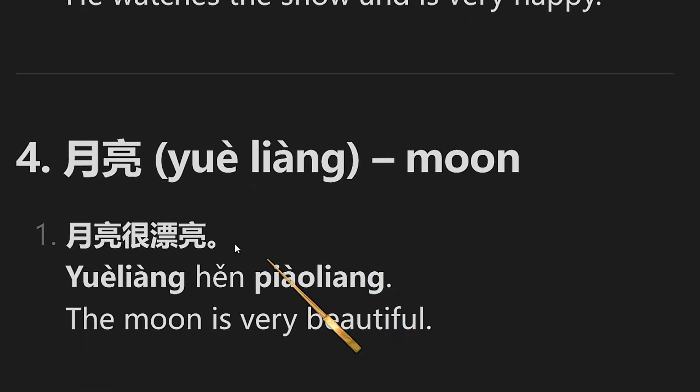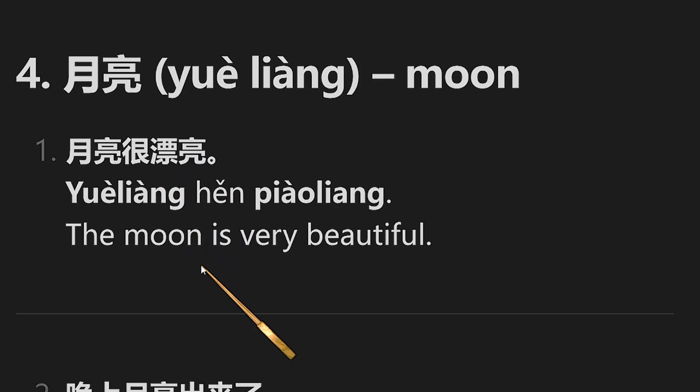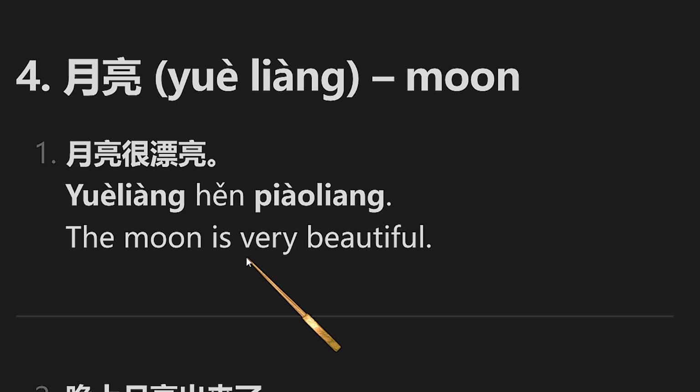Next one is 月亮, moon. 月 is a month, but sometimes also moon, because months are connected with the cycle of the moon in old Chinese. 亮 is to light, to shine. So like light of the moon or just moon. 月亮. Let's see. The moon is very beautiful.